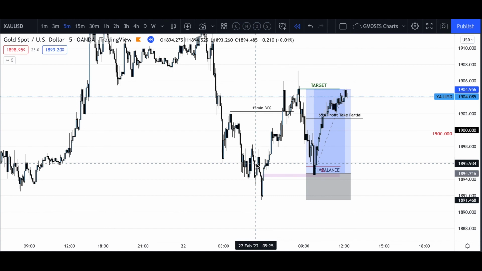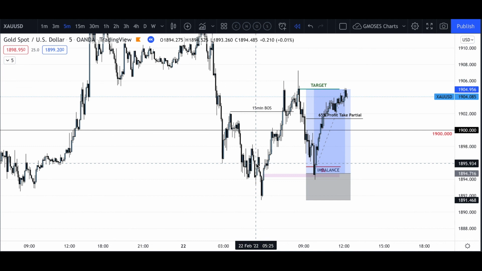You want to look for demand zones off of order blocks. You want to look for imbalances, things like that. Look for price to pull back. You can set your buy limits or things like that, or you can just watch price, wait for it to pull back, take your entry. However, you want to make sure you stick to your guns. You want to make sure you stick to your trading plan.